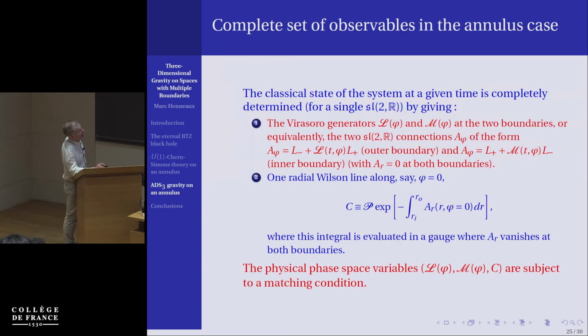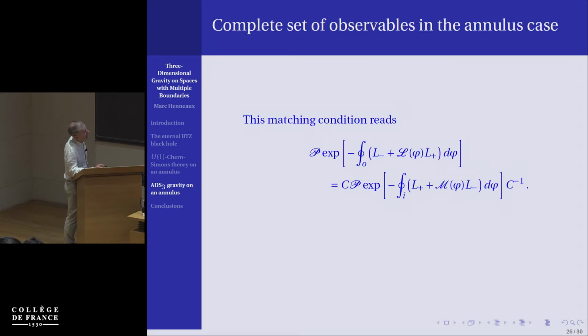Now, these variables are not completely independent, because it must be the case that the SL2R holonomy that you compute from L of phi and from M of phi, at the two boundaries, should match. So there is an analogous matching condition that will involve L, M, and C. I just wrote it copying from Yang-Mills and using the explicit form at the boundary of the angular component of the vector potential. So 0 and I is outer boundary, inner boundary, but that's a question of terminology.